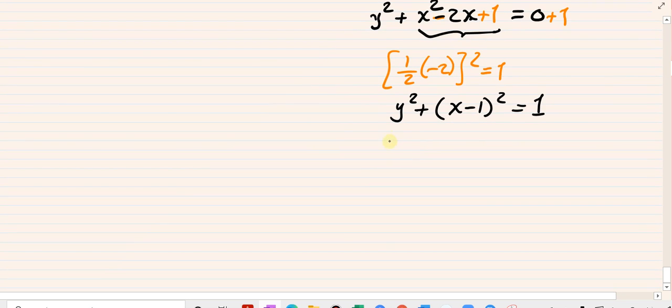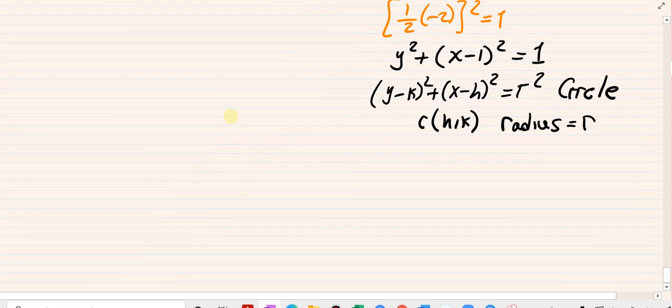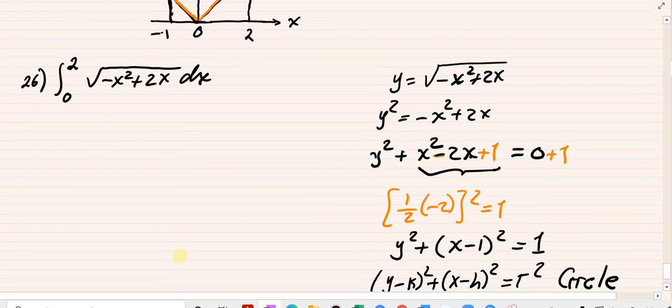And if I write it in the form (y minus k) squared plus (x minus h) squared equals r squared, remember, that's the equation of a circle. The center is at (h, k) and the radius is r, correct? So the center of this circle is going to be at h, which is 1, k is 0, and radius is 1. Okay, so center at (1, 0), radius 1.